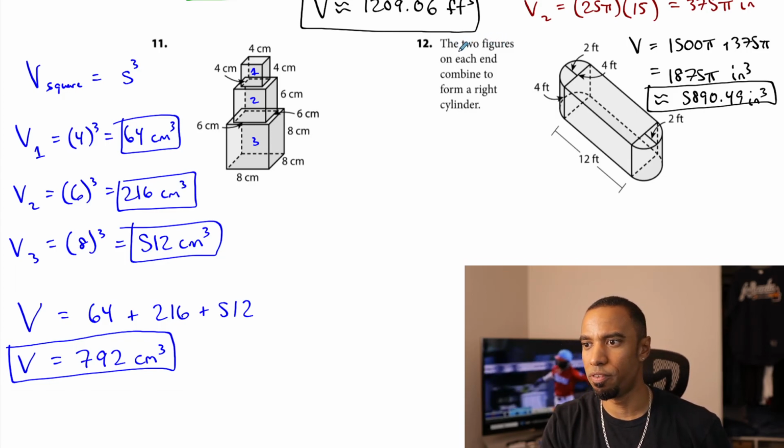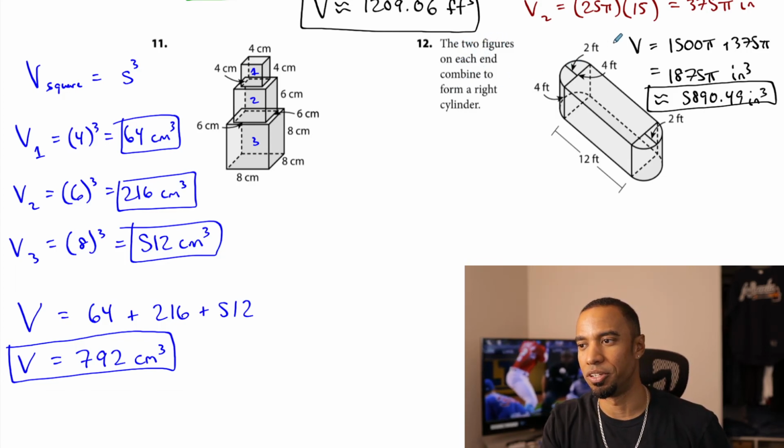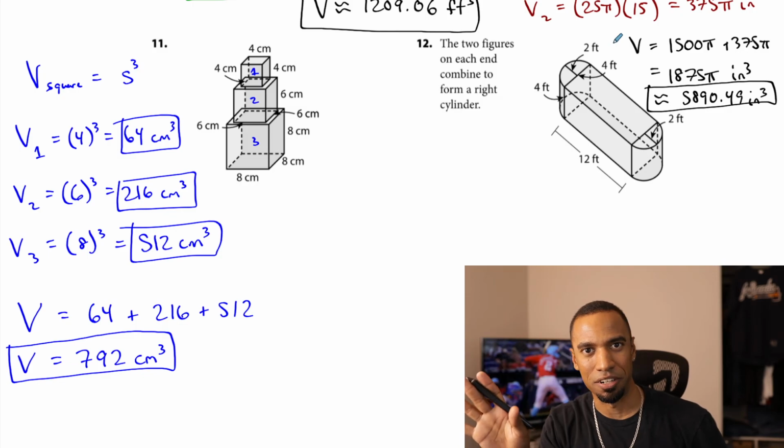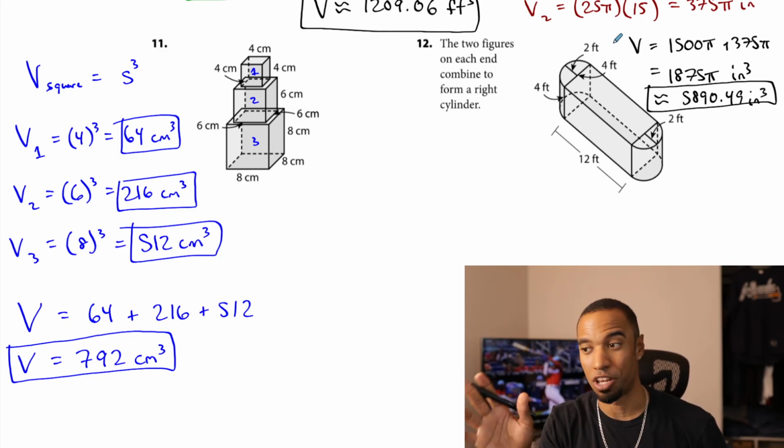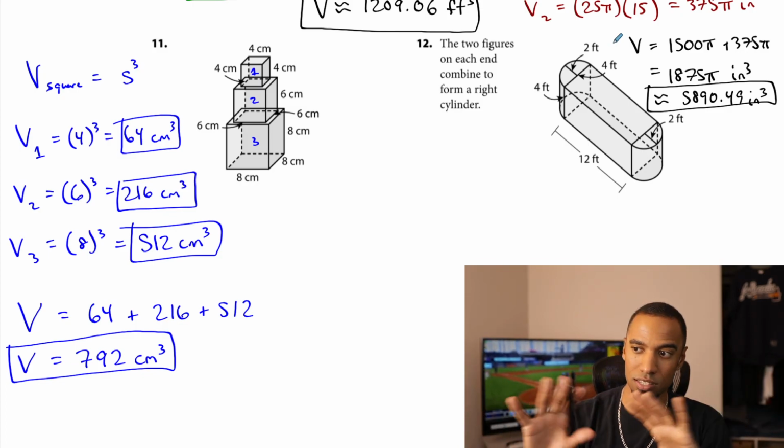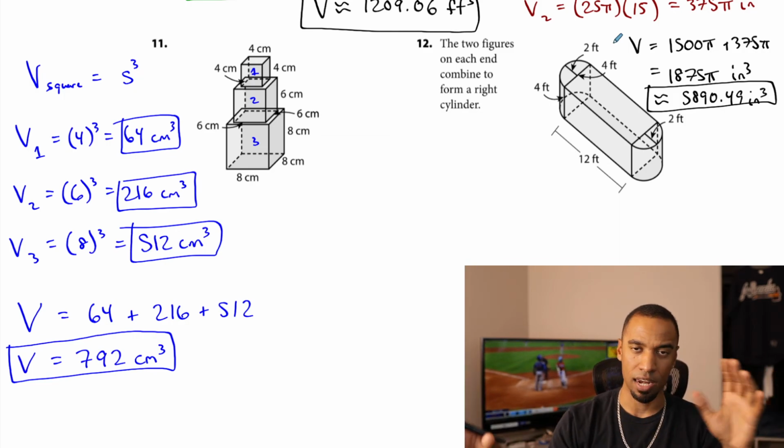All right, number 12, the 2 figures on each end combine to form a right cylinder. I kind of wish they just said they were semi-cylinders and that you could figure out the rest for yourself. But yes, remember guys, these objects can be moved any which way you want.